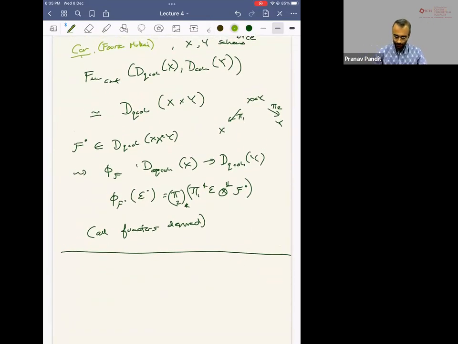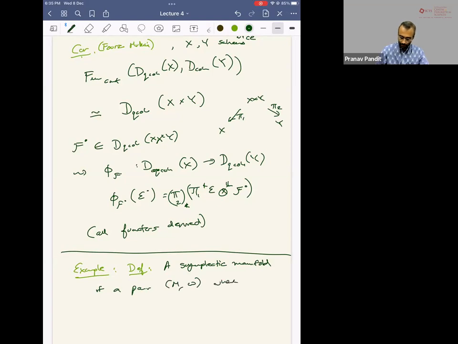Let me give you one last example, which I will just completely wave my hands about. Maybe I should give a definition. I don't know if people know what a symplectic manifold is. A symplectic manifold is a pair (M, omega), where M is a smooth real manifold. It has to be of even dimension, it will turn out. Let me just say of dimension 2n.